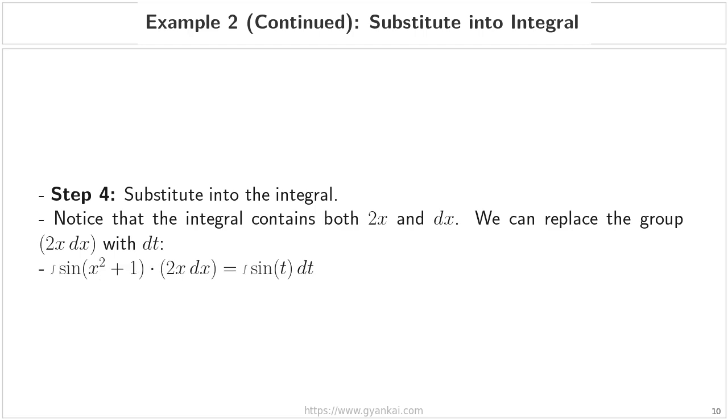So the integral of sine of x squared plus 1 multiplied by 2x dx becomes the integral of sine of t dt. See how much simpler that is? We've successfully rewritten the integral entirely in terms of our new variable, t. This is fantastic because we know how to integrate sine of t dt. As we'll see in the next step, it's a standard integral that we've encountered before.